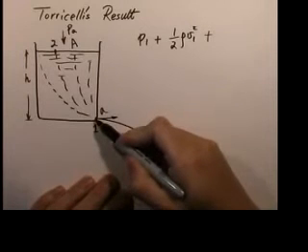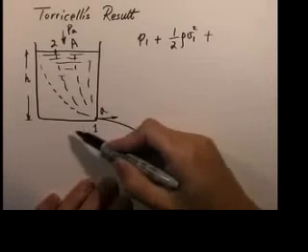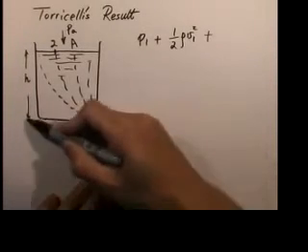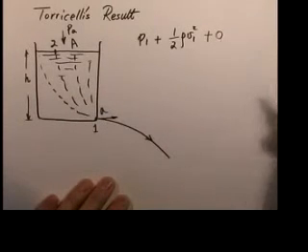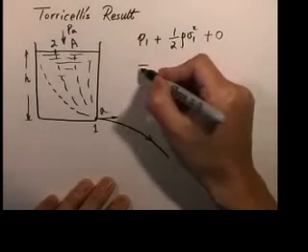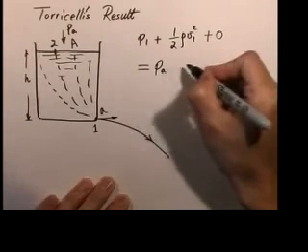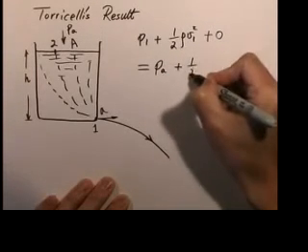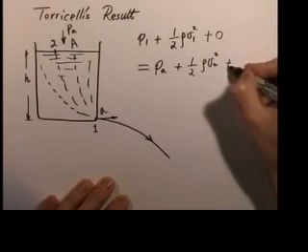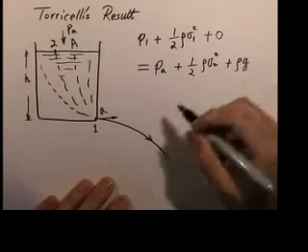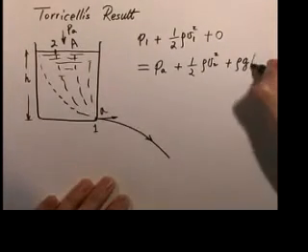But of course, I can choose any height I want, any reference frame I want. Let's choose this line to be y equal to 0. So what is y1 equal to? Simply 0, right? No problem. It equals P2. P2 is simply equal to PA, plus 1/2 rho V2 squared, plus rho g y2. Y2 is the height of that point, and since the 0 level is here, that's just h.